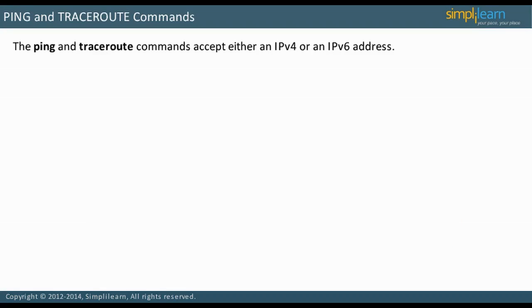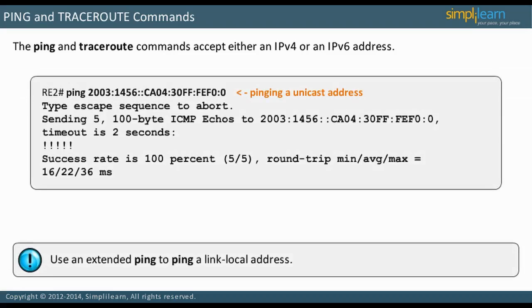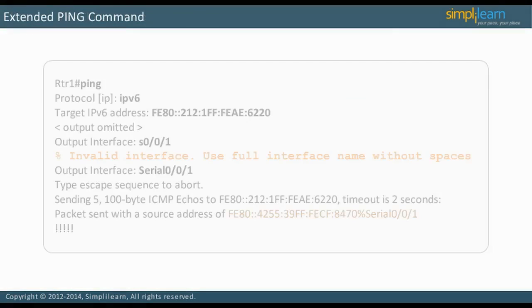The ping and traceroute commands accept either an IPv4 or an IPv6 address. The output from pinging an IPv6 address is displayed on the slide. This looks very similar to pinging an IPv4 address. However, to ping a link local address, the interface must be specified. To do this, use an extended ping. Let us discuss this in the next slide.